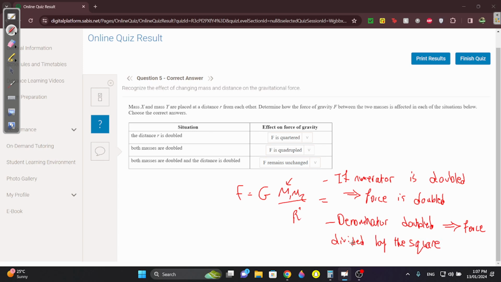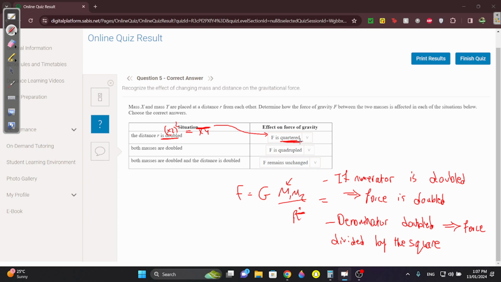What do I mean when I say divided by the square? Look, let's say r was doubled. That means times 2, right? And the denominator was times 2. But since we're squaring, you have to do times 2 squared in the denominator. So it's going to be times 4. So you're going to be dividing by 4 now. So the force will be divided by 4, if you get what I mean. So let me show you here. The distance r is doubled, times 2 squared. You get times 4, and it's in the denominator, so you're going to be dividing by 4. So that means it's a quarter.